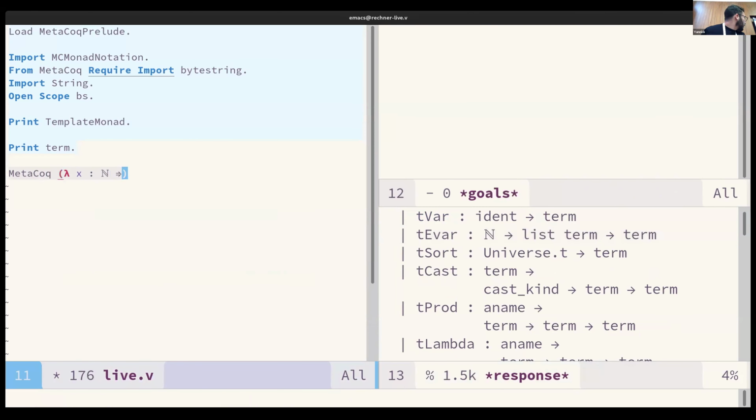You might have to increase the font size again. Okay, thank you.